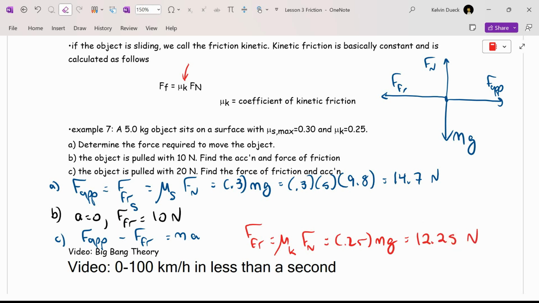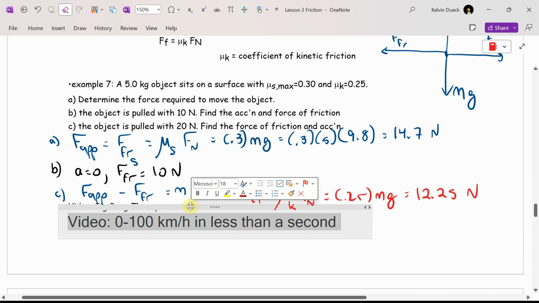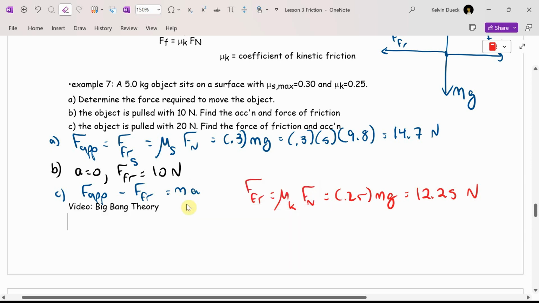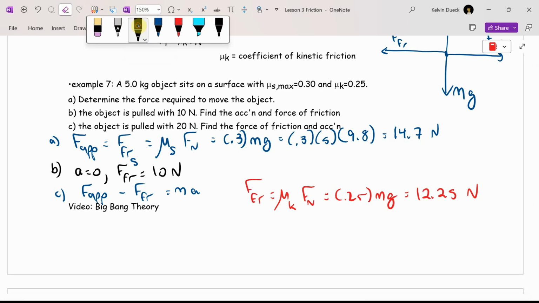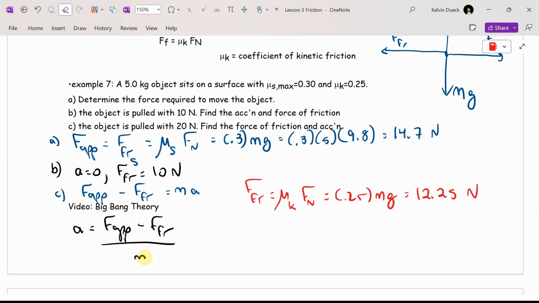So now, Nate, how would I find the acceleration? Well, if it's F applied minus friction equals MA, I'm going to delete this. Make sure I don't forget to show you the video, but I need more writing room. It's going to be A equals F applied minus friction divided by the mass. Right, divide by M. What was F applied in part C? 20. What was friction, Jeremy, now that it started to move? Divided by the mass was 5.